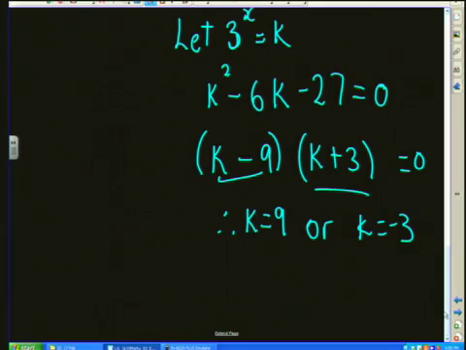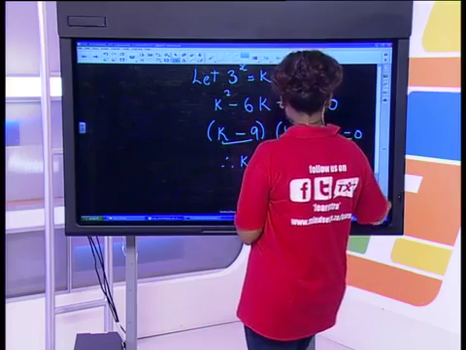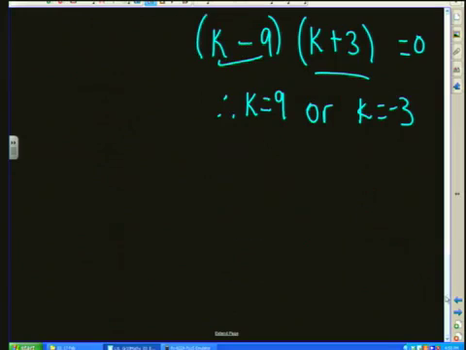Guys, we have run out of time, but I want to very, very quickly give you the answer. Okay? So you let each bracket equal to 0. Remember, k was 3 to the power of x. So in the first case, 3 to the x is equal to 3 squared, and therefore x is equal to 2. In the second case, you don't have the same bases, so therefore you can't solve.